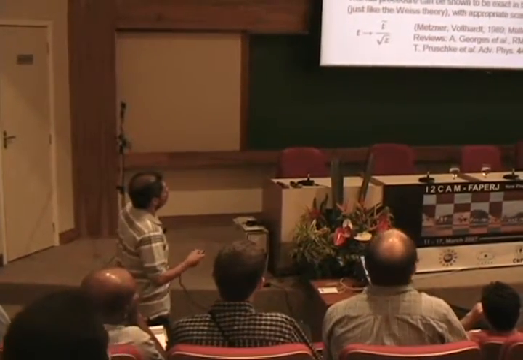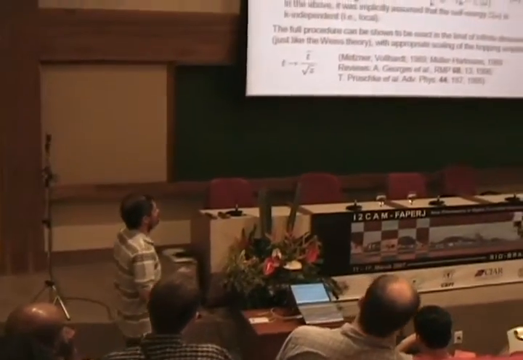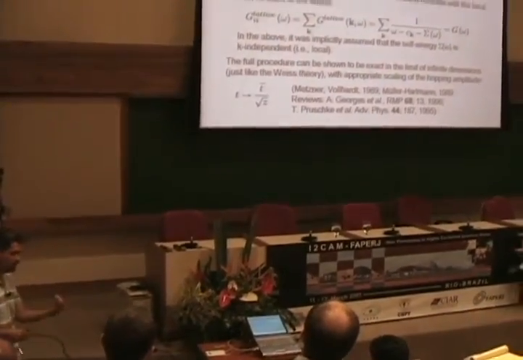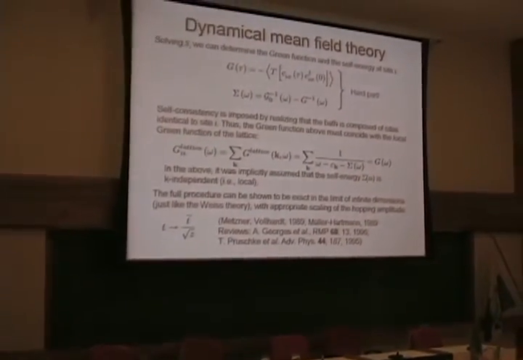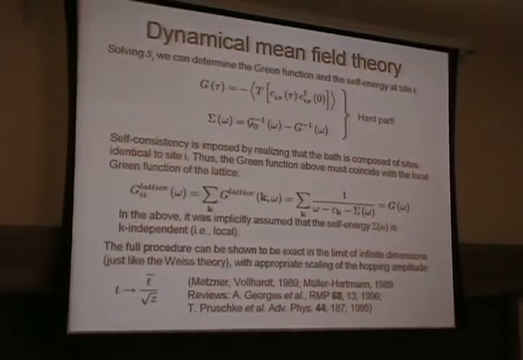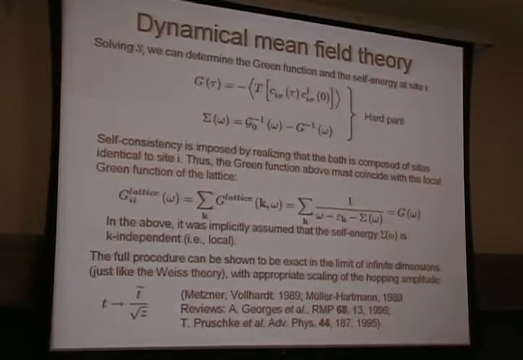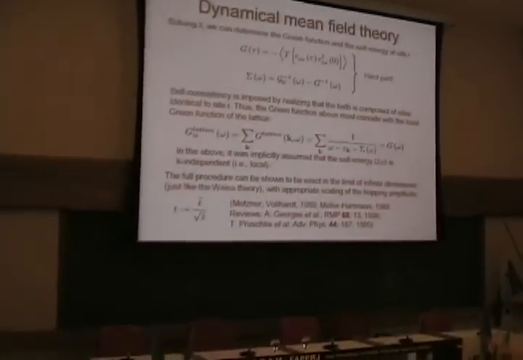Okay? So the self-consistency now is imposed by realizing the following. The bath that this particular site sees is composed of other sites. And in this particular case, this is a translation invariant problem, so all the other sites are equivalent. So the bath, the rest of the lattice, is built from sites which are identical to the site you picked.